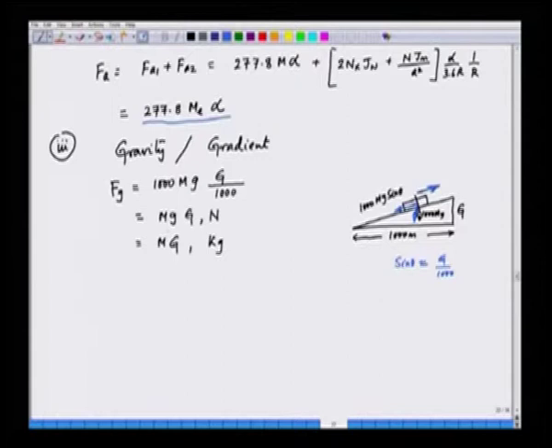So, what we obtain is the tractive effort in Newton, m small g into capital G, and then finally, if you want to find out in kg, we can divide by small g, the acceleration due to gravity 9.81 meter per second square. So, we get the tractive effort in kg.